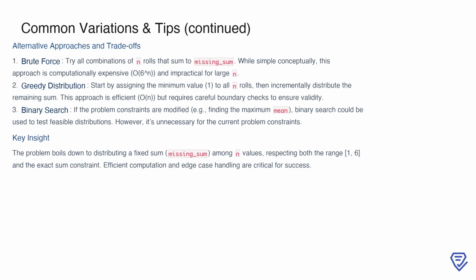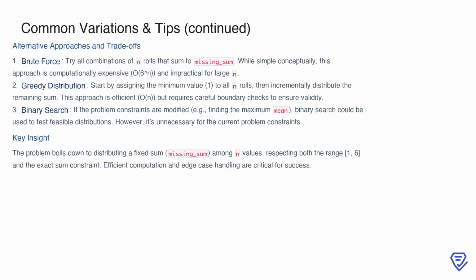There are alternative approaches to solving this problem, each with its own trade-offs. One approach is brute force, where you try all possible combinations of n rolls that sum to the missing_sum. While this method is conceptually straightforward, it's computationally expensive, with a time complexity of 6 to the power of n, making it impractical for large values of n.